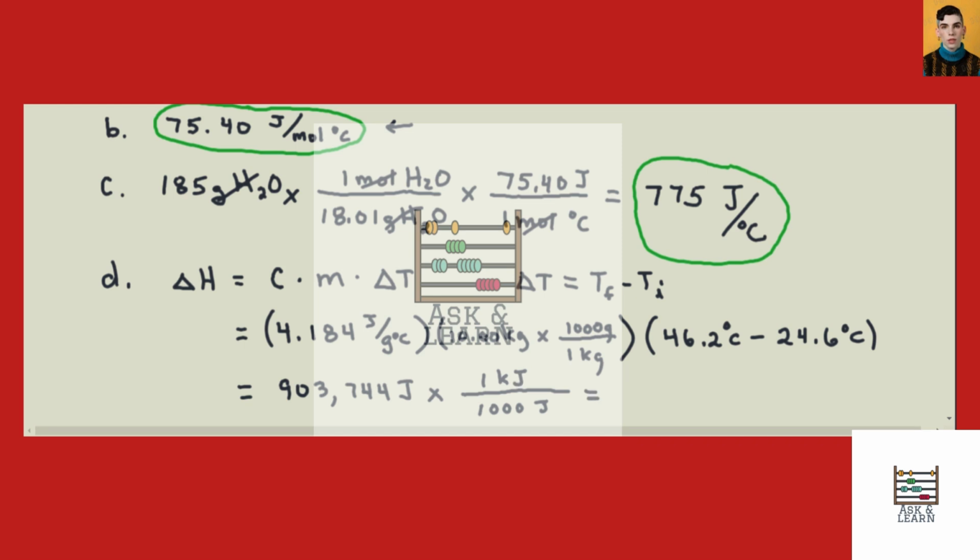And then it looks like I need to round it back down to, let's see, 3 significant figures because my temperature had 3. So rounding this down to 3 significant figures, I get 904 kilojoules as my answer for the amount of energy it would take to raise that water to that specified temperature.